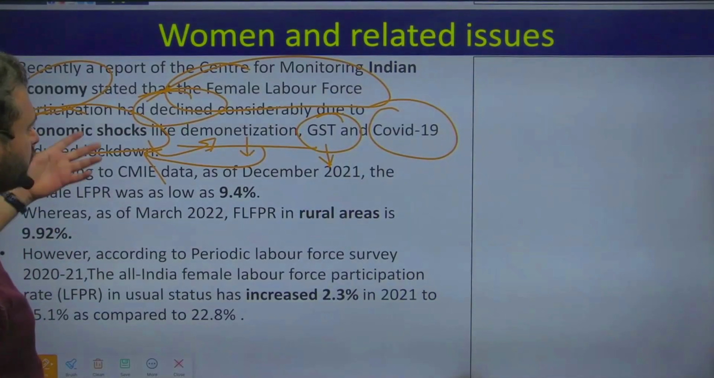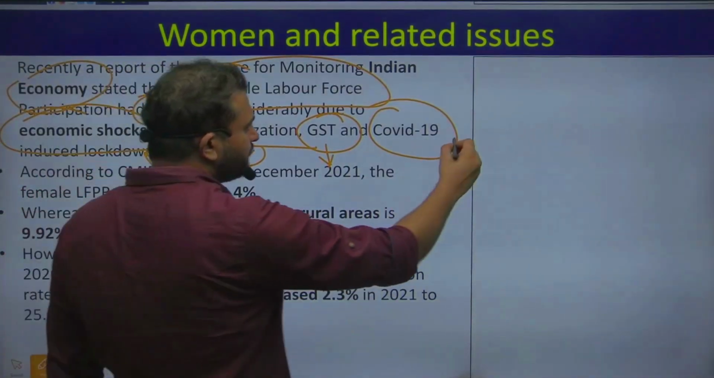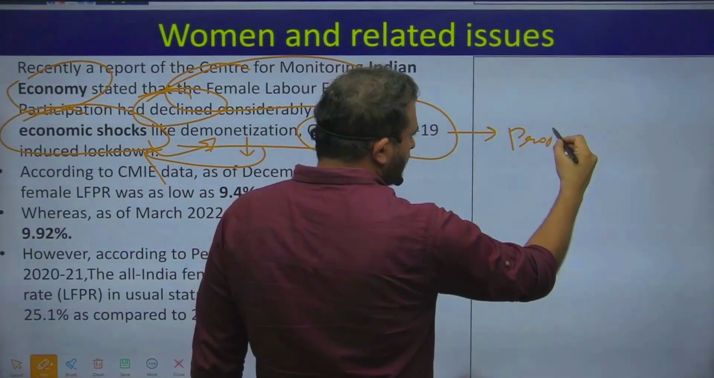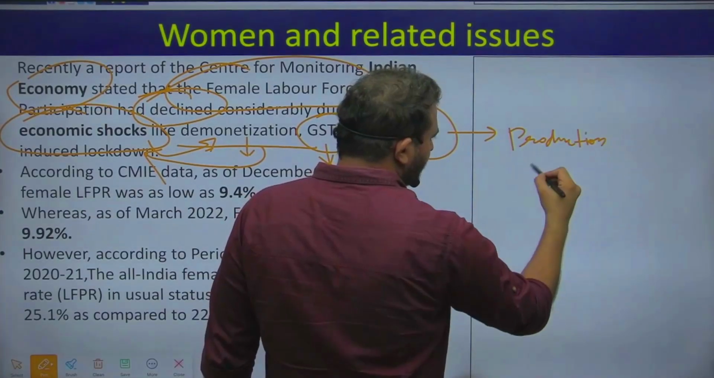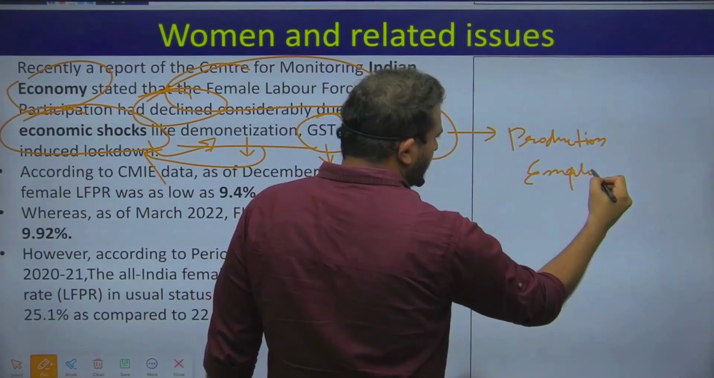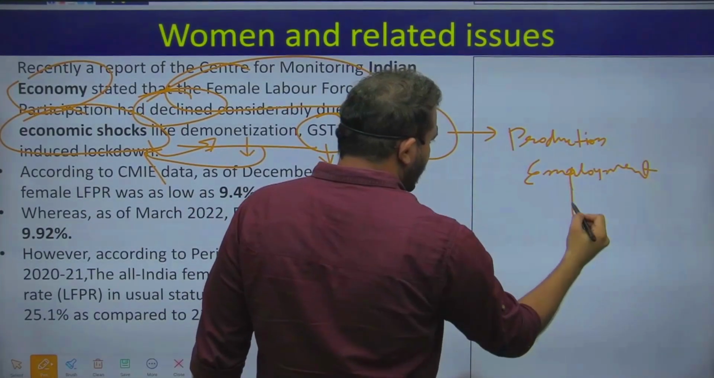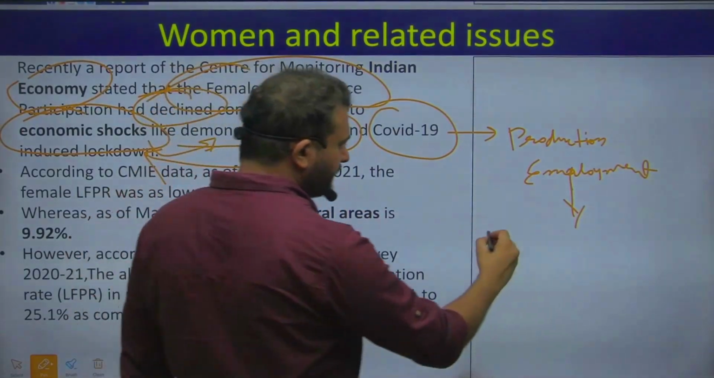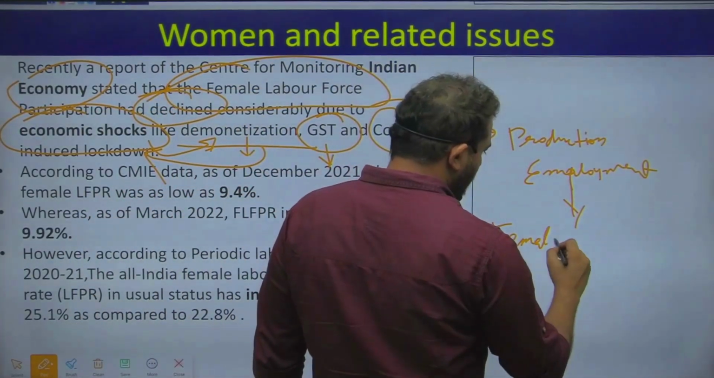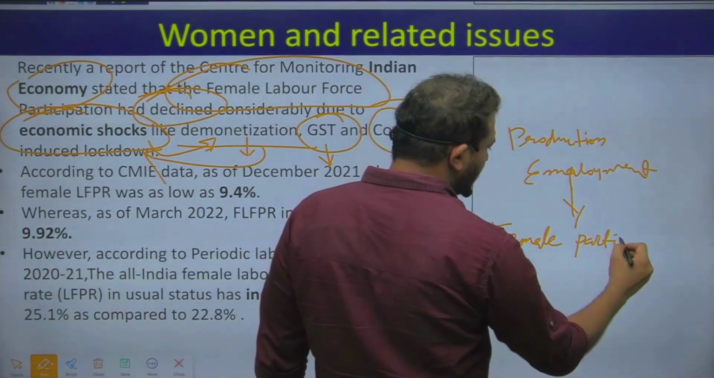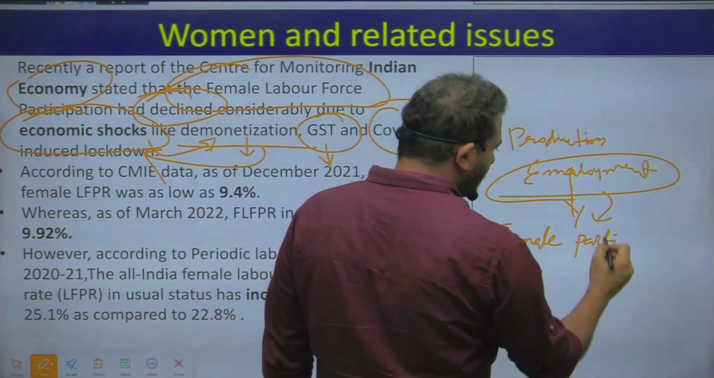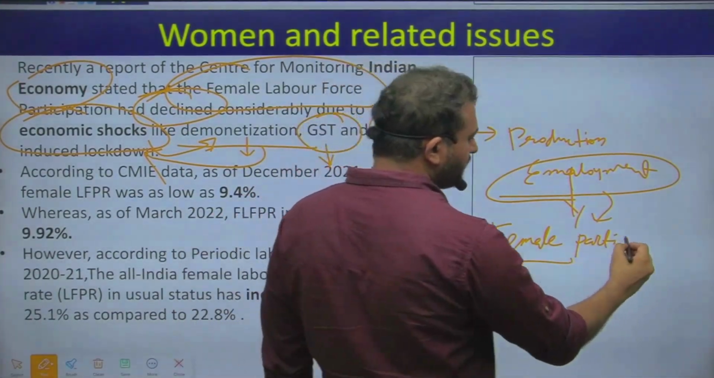That is economic shock, and because of these shocks, what happened? Production decreased, employment decreased, and because employment decreased, female participation in the labor force also decreased. It affected female participation the most.